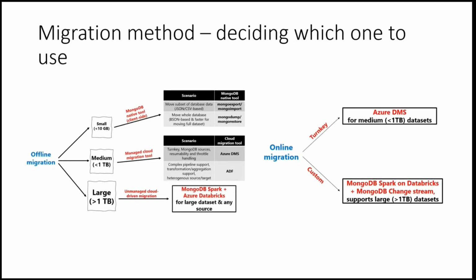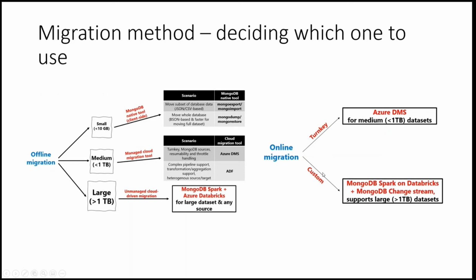So here's a quick flow chart on which migration method to use, and how to decide which one to use. If you're planning for offline migration, then depending upon your MongoDB workload size, if it's a small one, you can simply use mongoexport and mongodump, minimal overhead, minimal effort, and you'll be done with the migration. If it's a medium workload, you can use either DMS or ADF, and if it's a large workload, you can use Spark, either a custom installed Spark or Azure Databricks, again if you want to make it simple.